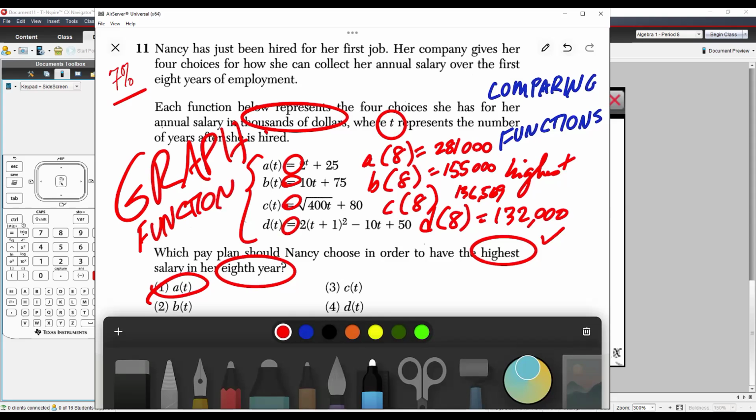The key is they're telling you the t value, and you're going to put that in using menu 51, and you're going to find the output. And we want the highest output. That's all this question is asking. But only 7% of you got it right, because that means you didn't understand that all you're doing is comparing functions. They like these kinds of questions. They're not that difficult. You just have to understand that you're looking for the highest value, so you're just going to compare them.